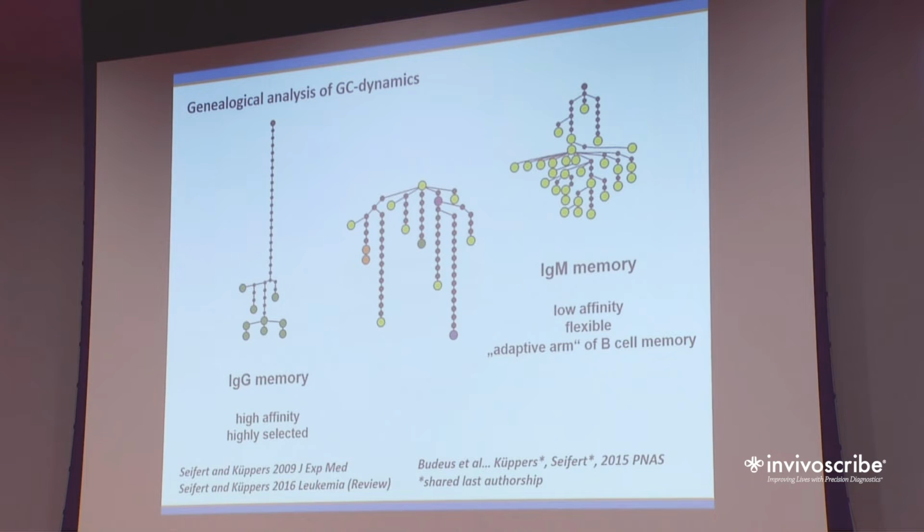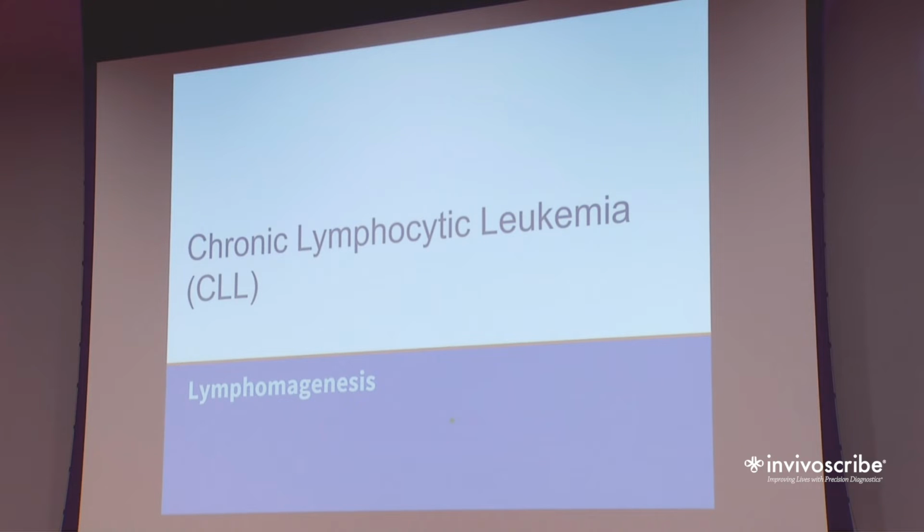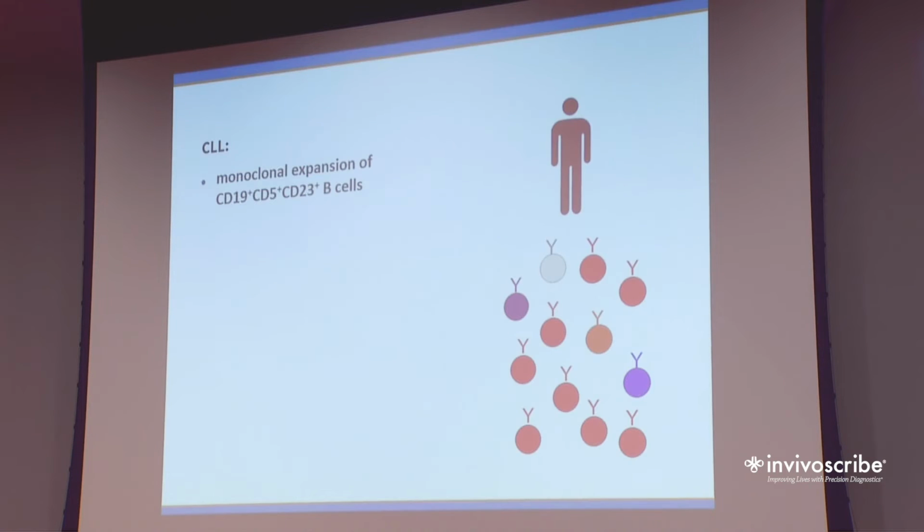But let me remind you, of course, the majority of clones that we detected from the larger clones was that these consist of both a highly selected part and a low affinity flexible part of B cell memory, and this was published. So now let's turn to chronic lymphocytic leukemia.